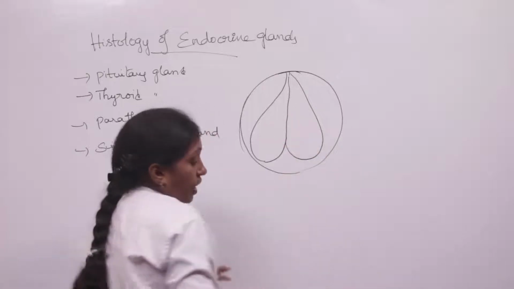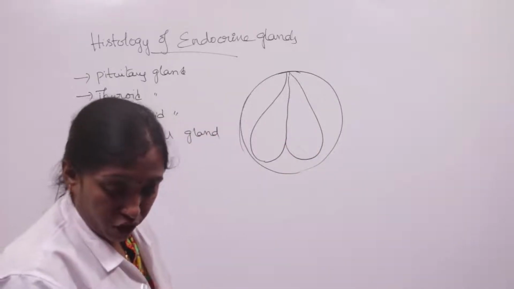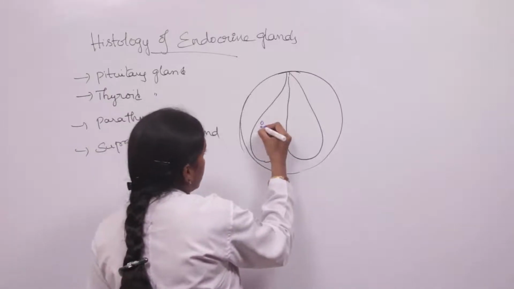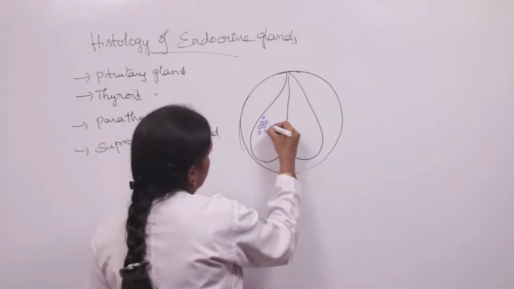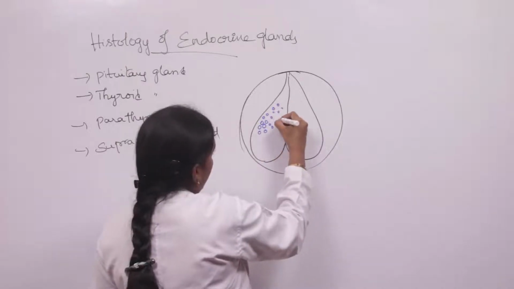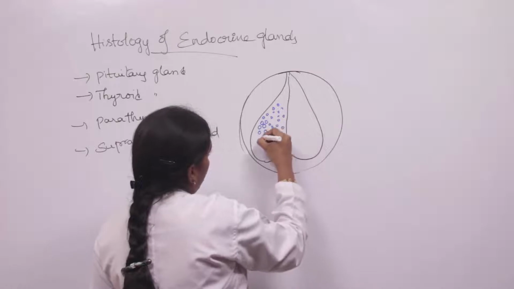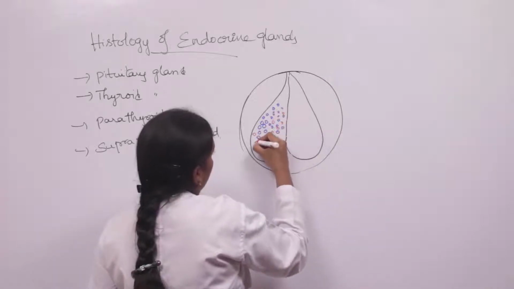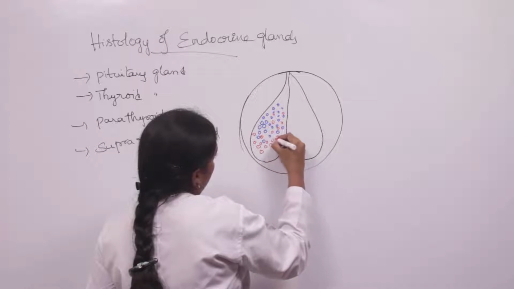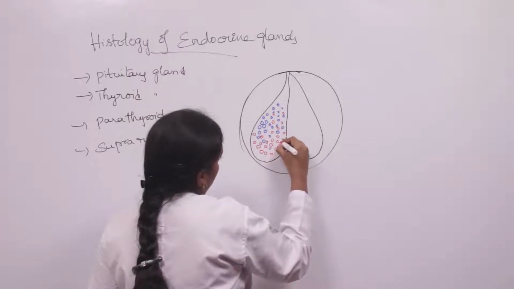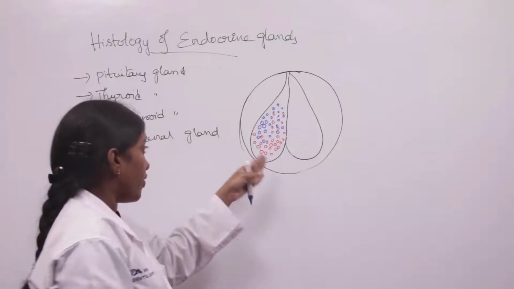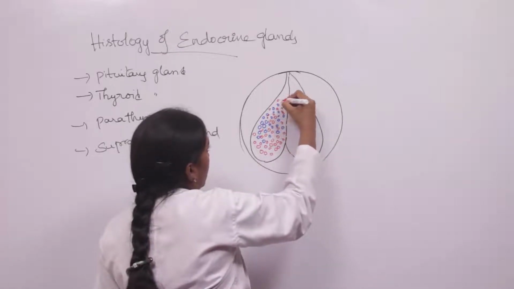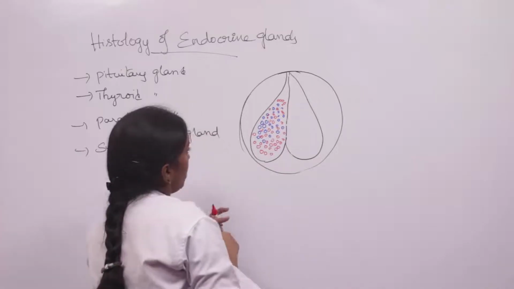In the anterior pituitary, we are able to see chromophobes and chromophil cells. Out of these chromophil cells, we have eosinophil cells as well as basophil cells. Eosinophil cells are represented with red color, and basophil cells are represented with blue color. Eosinophil cells as well as basophil cells are present.